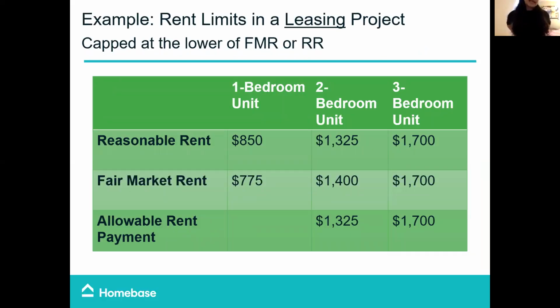Now we'll go over an example as a quick comprehension check. So for the leased unit, and we'll look at the one-bedroom unit, would you be capped at reasonable rent, which is $850, or fair market rent, which would be $775? For this example, we're going to assume that the waiver is not applicable, and I'm going to launch a poll right now. So again, are we capped at $850 or $775?